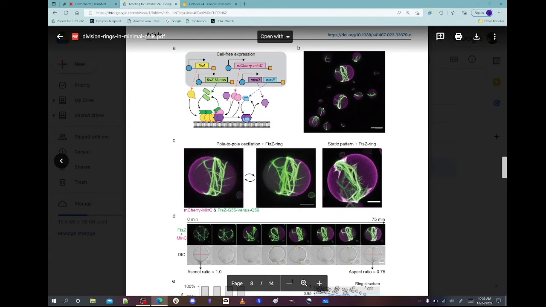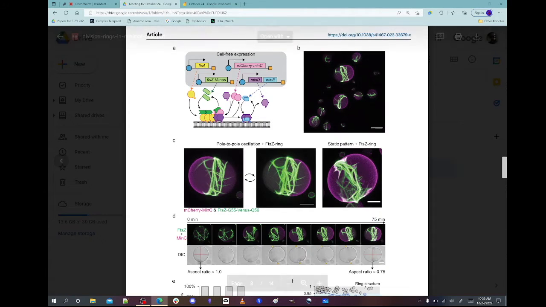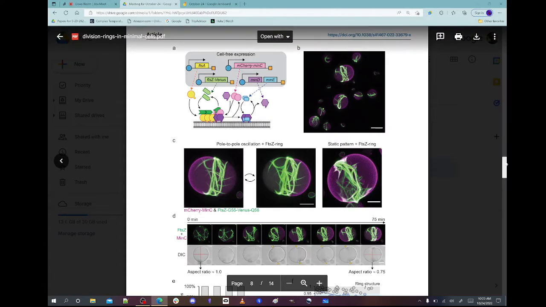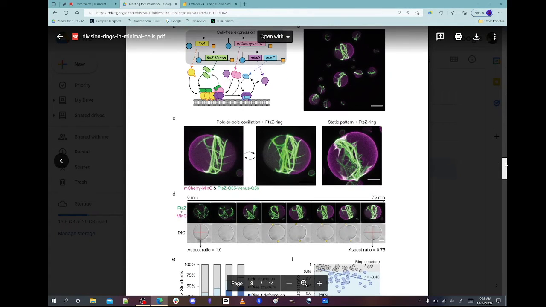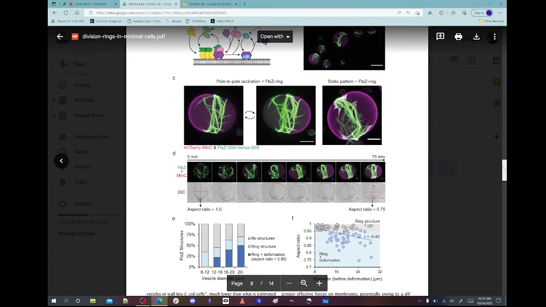So this is a pole-to-pole oscillation of the ring. This is the static pattern of the ring. So they can do interesting things with the ring aside from just moving to the middle. You can see things that are stable, but not static. Sometimes it's static, sometimes it's not. Sometimes it moves from pole to pole.